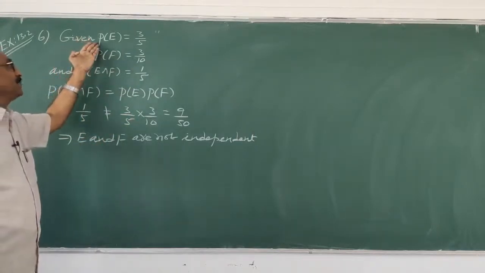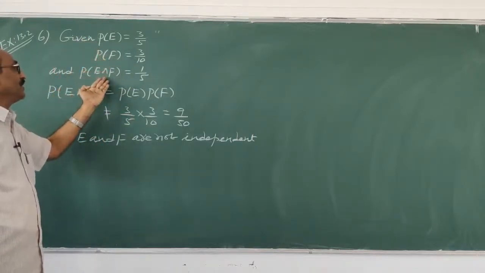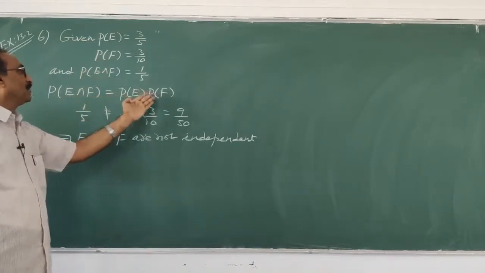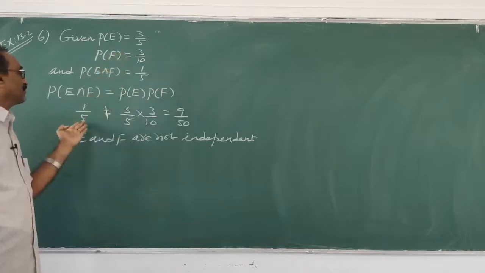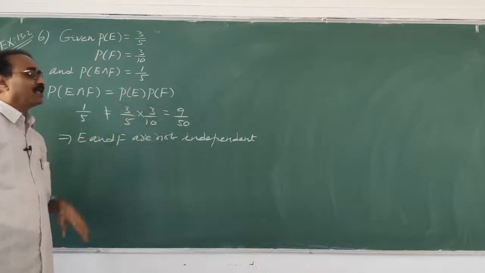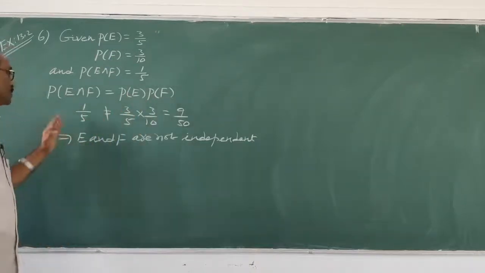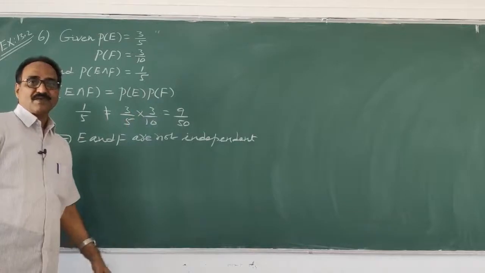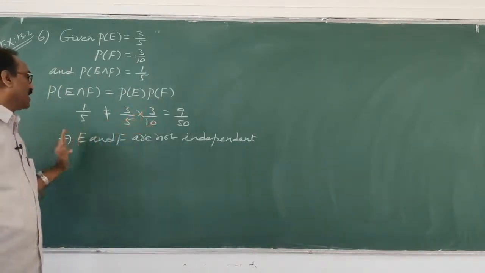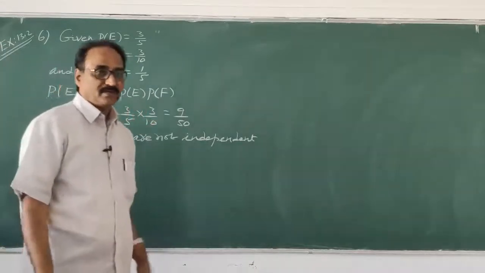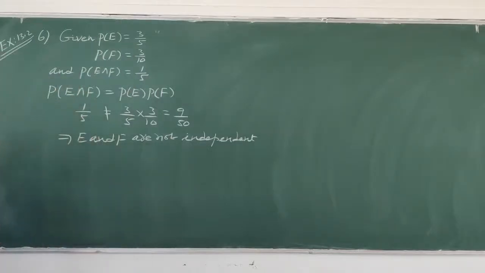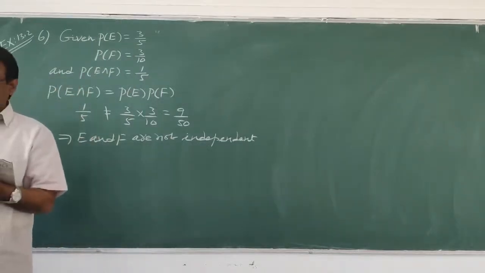He has already given P of E, P of F, P of E intersection F, and to say they are independent, P of E intersection F must be equal to P of E into P of F. Again the intersection is 1 by 5, P of E is 3 by 5, P of F is 3 by 10. If you multiply together, 9 by 50, nothing will cancel. So 1 by 5 is not equal to 9 by 50, which means E and F are not independent. If they were equal, we could say they are independent. So it is not independent.